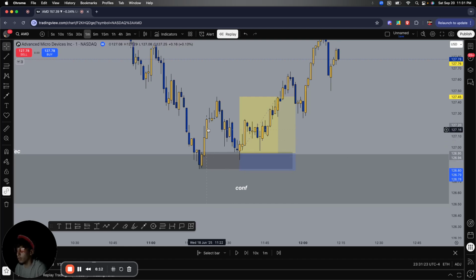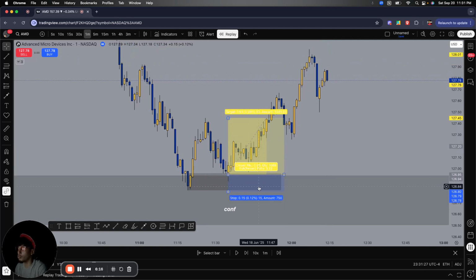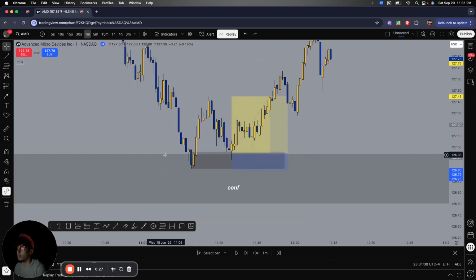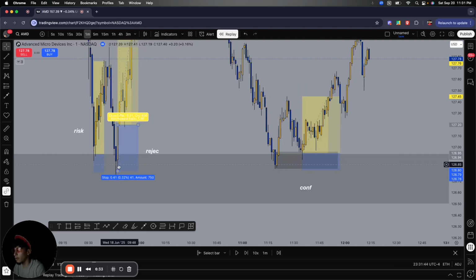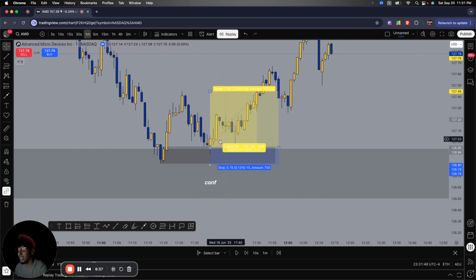So since there's a demand zone right here, then I know once it taps back into here, it's possibly going to reject off of this newly created demand zone. And that's exactly what it did once we tapped into here. So it's basically entering off of a demand zone just on a lower time frame. So instead of entering off of this huge zone like we did right here, it's a more precise entry.